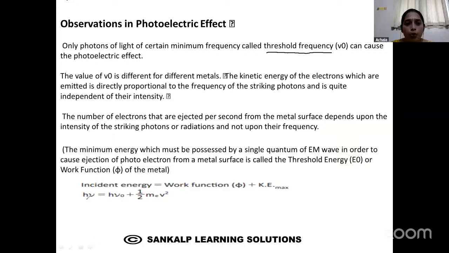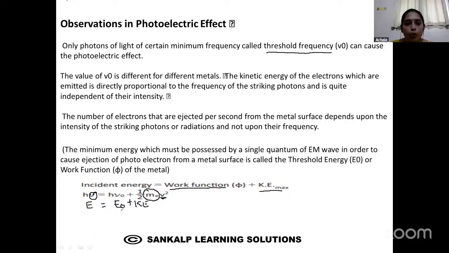Incident energy may be represented as h nu, because we know that energy E is equal to h nu. So h nu equals h nu naught, that is E naught, plus half m v square, which is the kinetic energy. Nu naught is the threshold frequency. Nu is the frequency of incident radiation. h is Planck's constant. In kinetic energy, half m v square, m is the mass of the ejected electron and v is the velocity of the ejected electron.